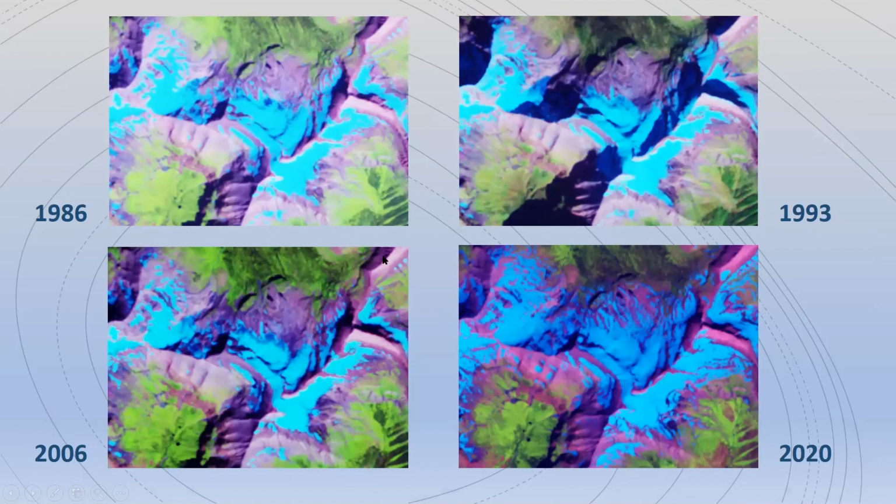You can see that from 1986 to 1993, the size actually reduced. And from 1993 to 2006, the size also reduced. But from 2006 to 2020, you can see that the size actually increased.